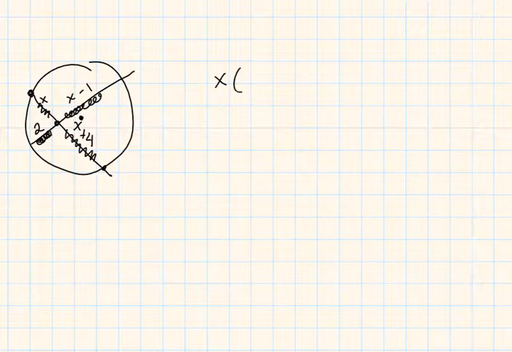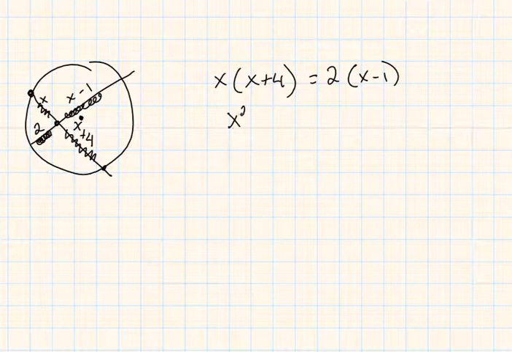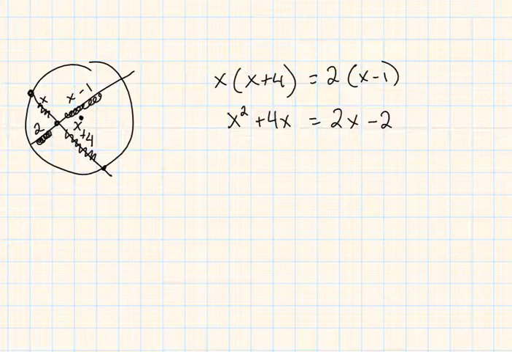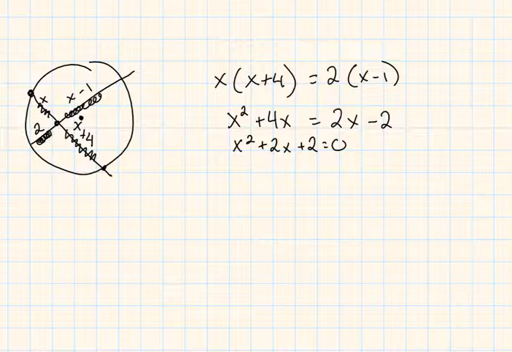So I'm going to have x times x plus 4 equals 2 times x minus 1. So we are going to have to distribute: x squared plus 4x equals 2x minus 2. Then, subtracting 2x from both sides, we get x squared plus 2x, and then we add 2, plus 2 equals 0. So if you can factor this nicely and easily, I suggest that you do so and go ahead and solve for x. If you can't, which in this case we cannot, please use the quadratic formula.